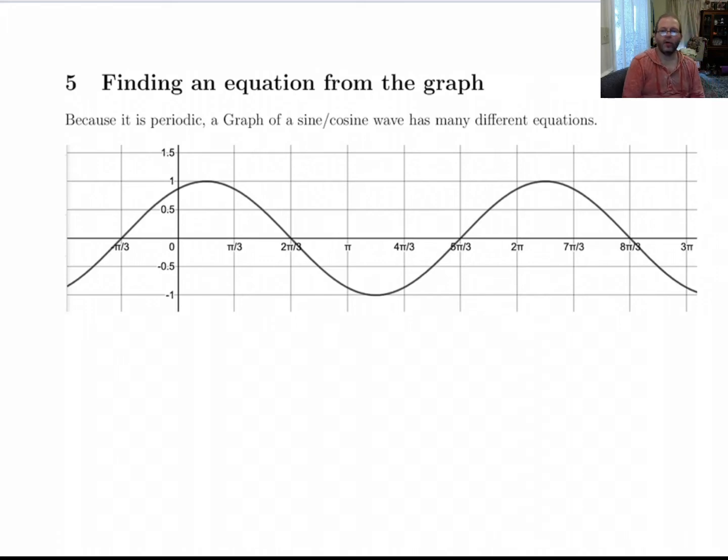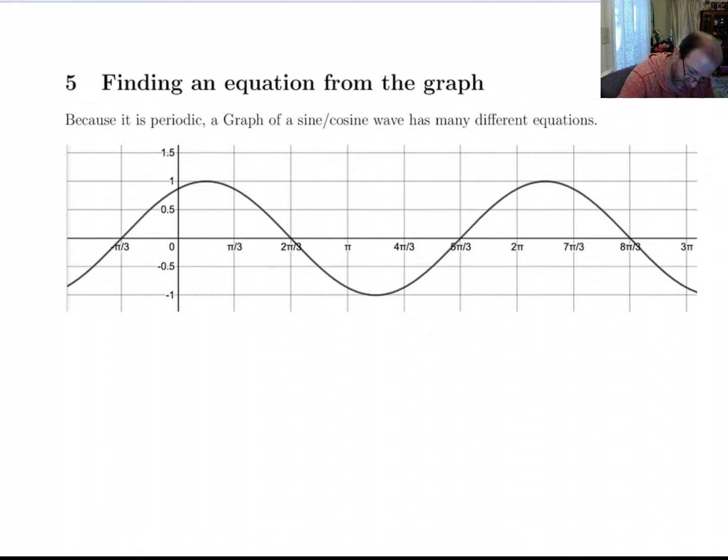All right, let's look at going the other direction. In this case, we're going to be given a graph, and we want to find the sine or cosine function that gives us that graph. Now, because of these things being periodic, there are actually infinitely many ways to come up with the valid equation for any one of these graphs.